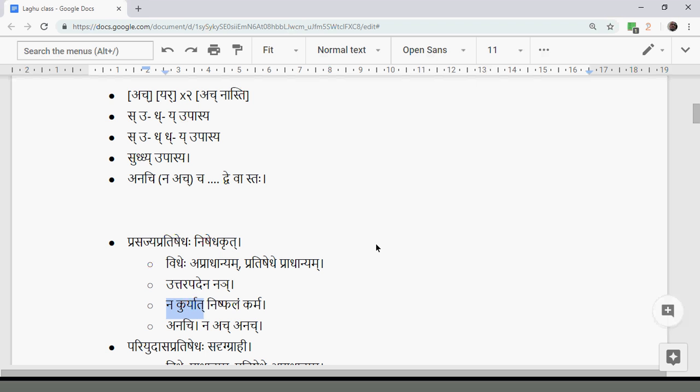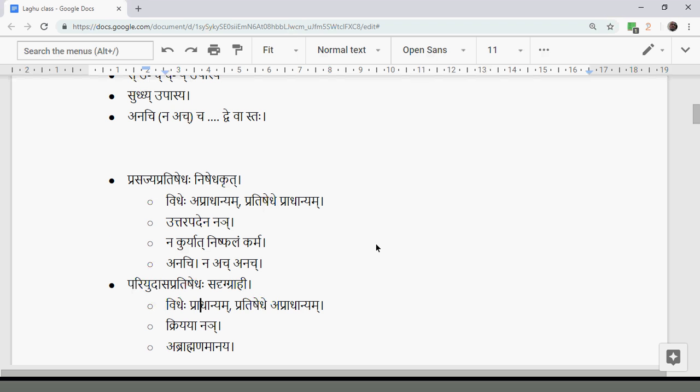The sutra is limited to a particular vidhi or nisheda. Where nisheda pradhanyam is there, that is called prasajya pratisheda, and when there is vidhi pradhanyam, that time sadrigrahi. Something similar, that vidhi is being talked about there. We'll see an example. So anachi cha is a prasajya pratisheda. So nanj is what? It is saying an-ach. It is not saying what should follow. It is saying ach should not follow. That is all it's saying.